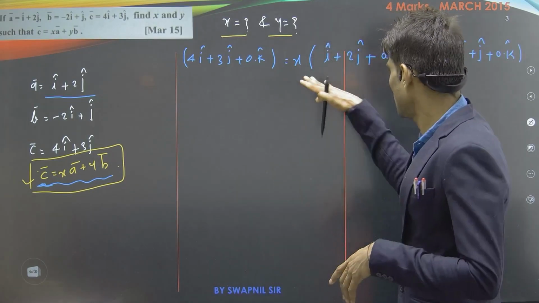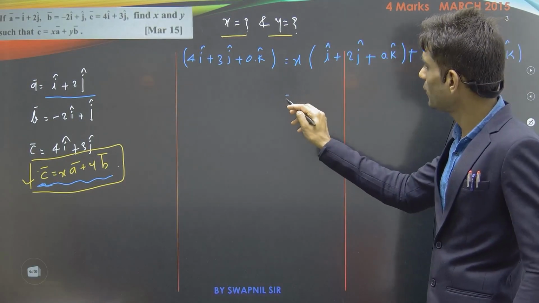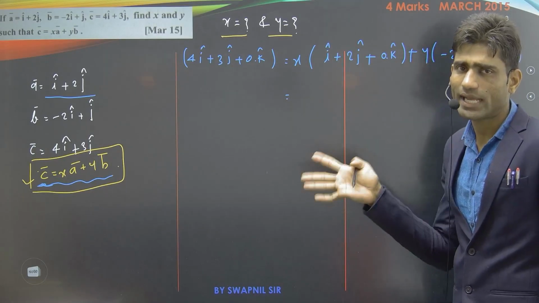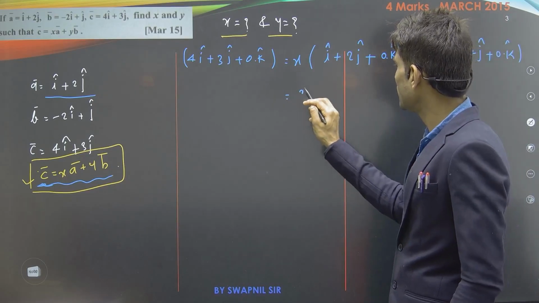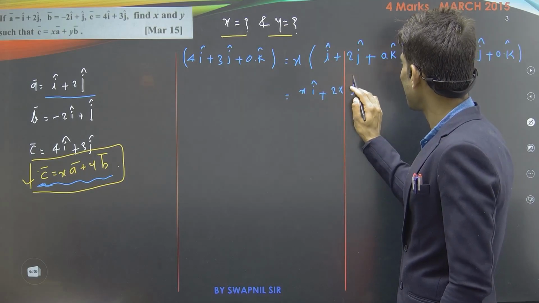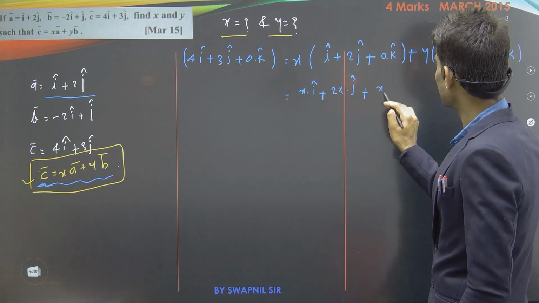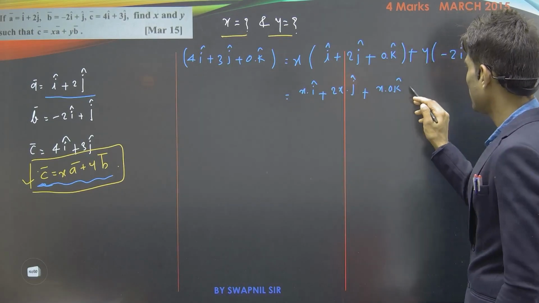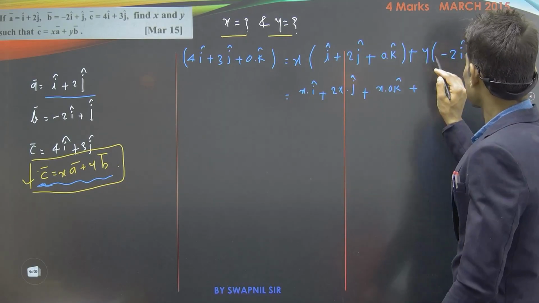Okay, now convert all these variables into the form i cap, j cap, k cap. What we do for this is multiply x under the bracket, multiply y under the bracket, and take i common, j common, k common. So we'll get x into i cap plus 2x j cap plus x into 0 into k cap. No need to write it, but let me write it. Let it be. Now let's go for the next part.